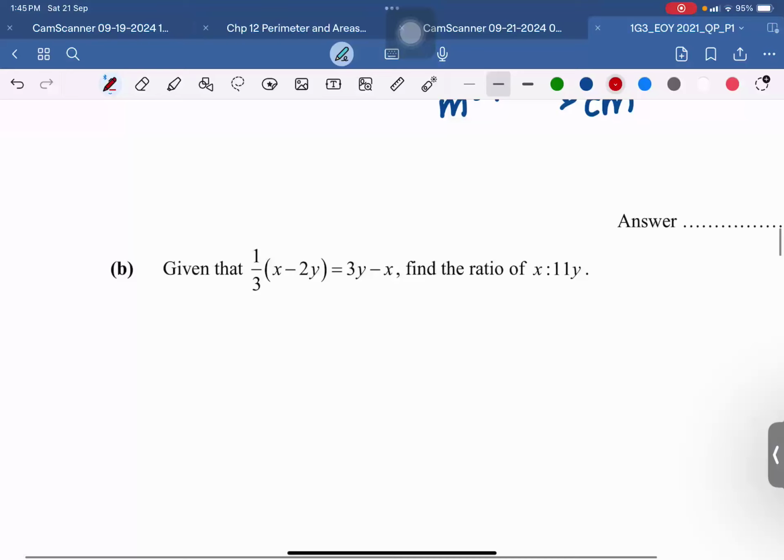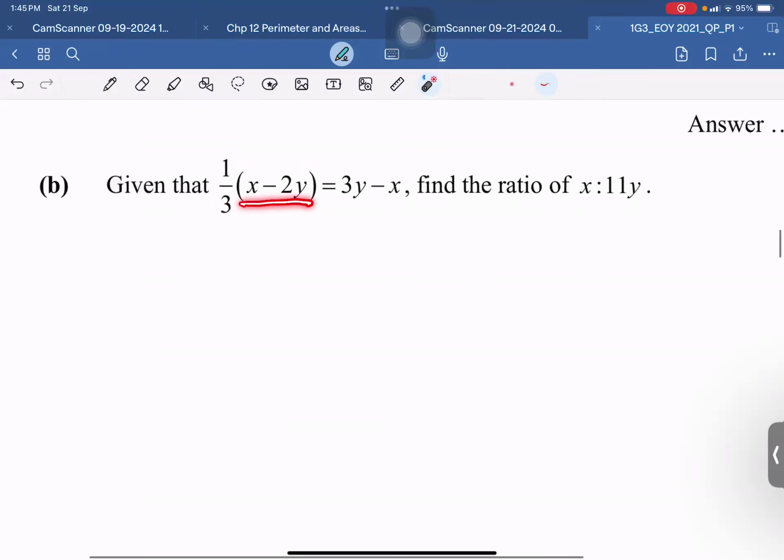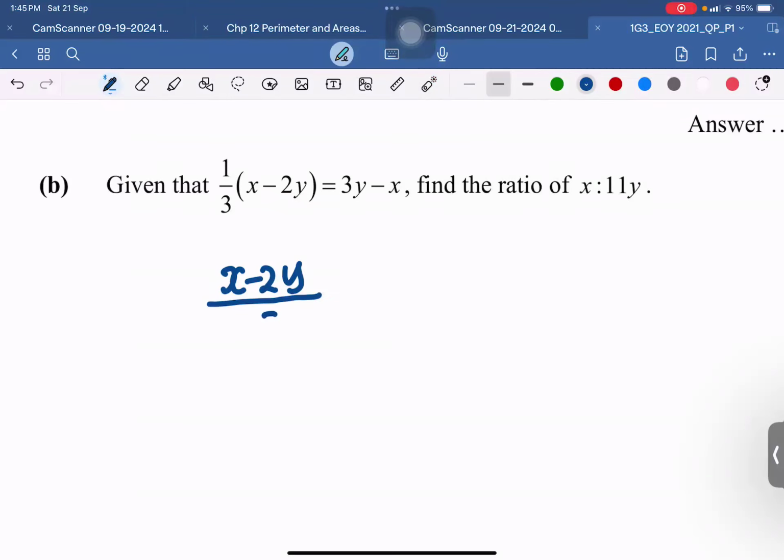Now again, when we see a ratio or this equal sign and want to find a ratio or something, we try to write it in equation form and fraction form. This is already a fraction form, so no worry. Now, something to take note here, when I write this, it's very difficult for me to do cross multiplication. So what I can do is I will write this as x minus 2y over the denominator is the number 3. Okay, equal to the other side will be 3y minus x. Now I'll put this over 1, the denominator.